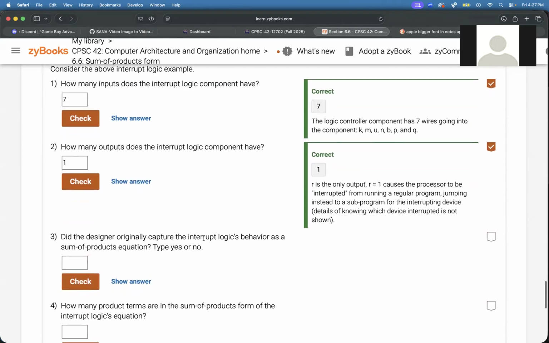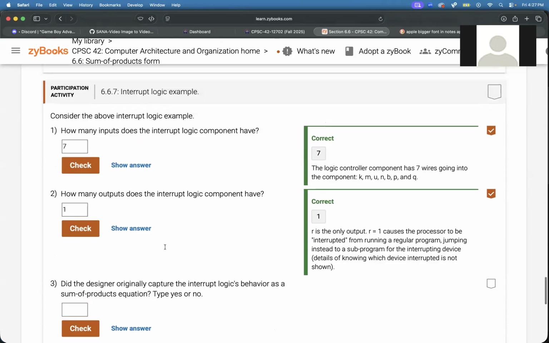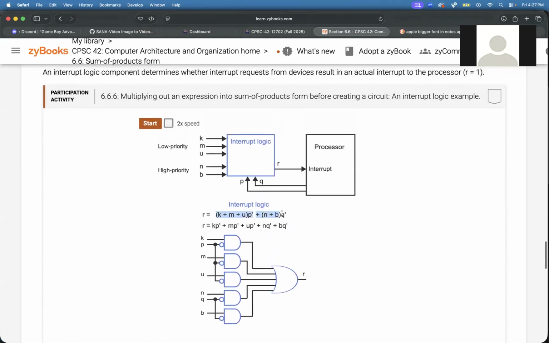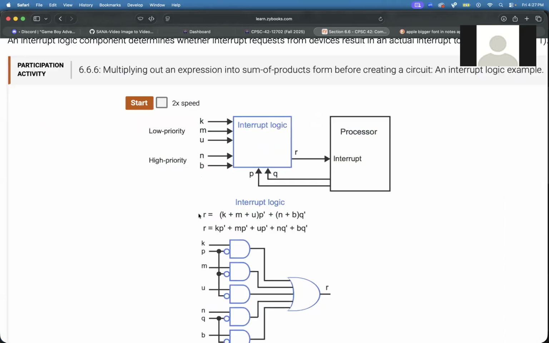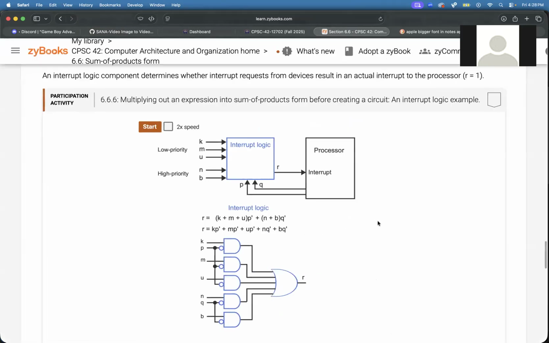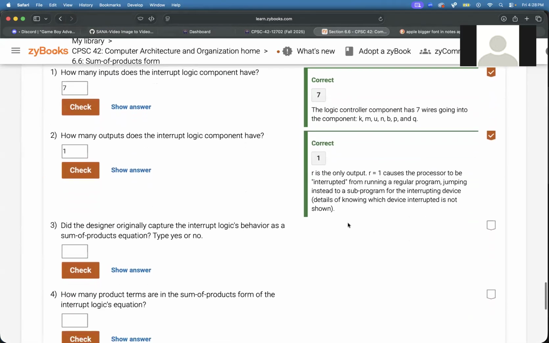Did the designer originally capture the interrupt logic's behavior as a sum of products equation? So let's see here. If this is what they had first, this first line for R is not sum of products, right? So they didn't start with sum of products, but afterwards they came up with it in sum of products. So the second one is sum of products, but the top one isn't. So I guess they did not have that at the beginning.